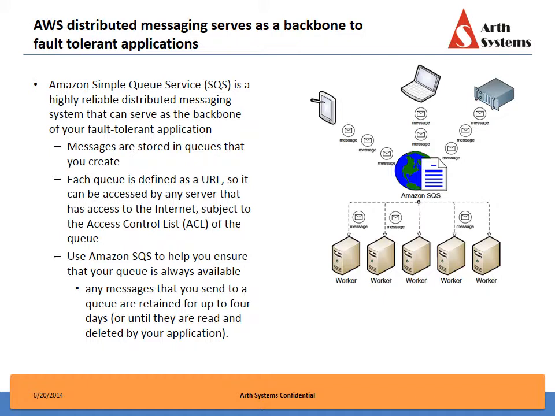The AWS distributed messaging serves as a backbone to fault-tolerant applications. The Amazon Simple Queue service stores messages in user-created queues. The queues are defined as a URL that can be accessed by any server that has internet access and is permitted by the ACL of the queue.